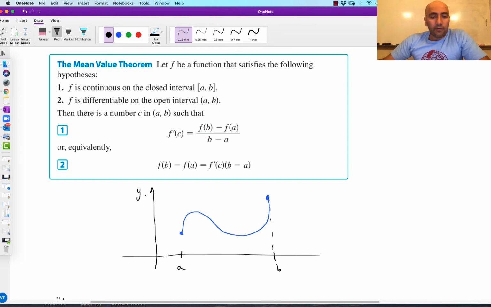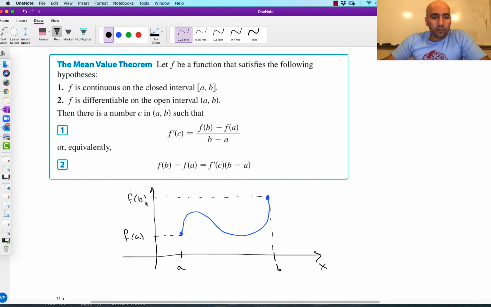All right, we have the y, we have the x. Okay, so now what this is this. This point right here, this is going to be f of a. And this point over here, this maps over here to f of b.